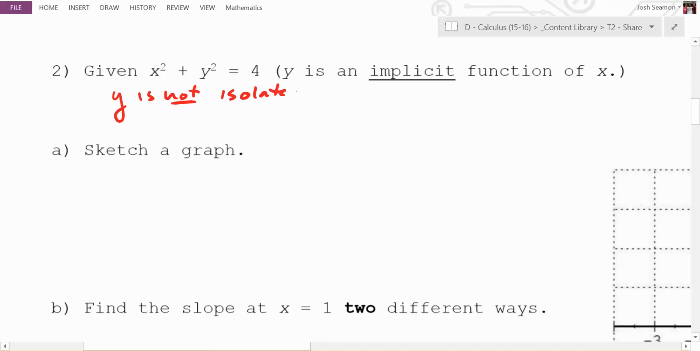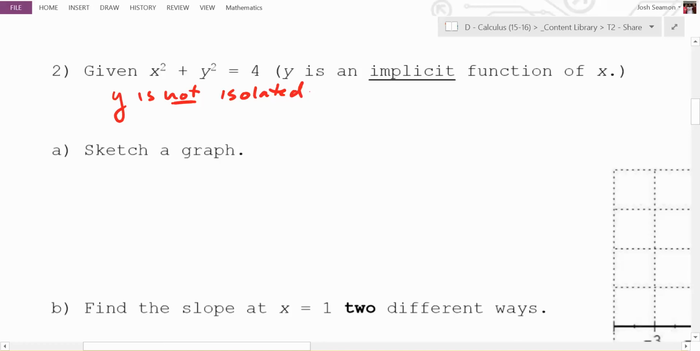So your first tendency, if I asked you to work with this function, and be careful with the word function right now, but if I asked you to work with this, what might you want to try to do? Yeah. Isolate. You might want to try to isolate Y. We're not going to do that right now. And there's a good reason for that, and we're going to get to that shortly, but we're not going to isolate Y. Let's say I asked you to graph this thing.